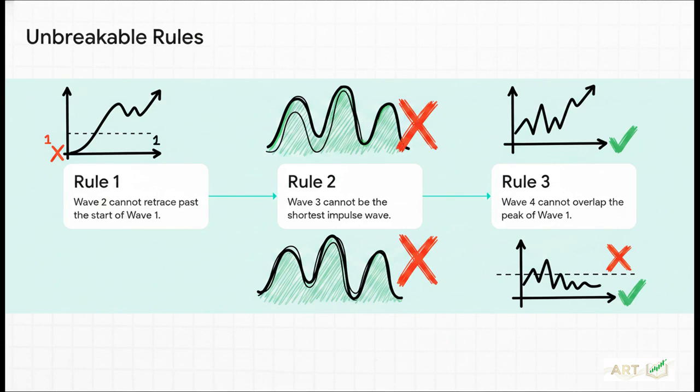Rule 1, Wave 2 cannot retrace past the starting point of Wave 1. Rule 2, Wave 3 cannot be the shortest of the impulse waves. Now, it doesn't have to be the longest, but it can never be the shortest. And Rule 3, in an upward sequence, Wave 4 cannot overlap the peak of Wave 1. Listen, if any single one of these rules is broken, your analysis is entirely invalid, period.